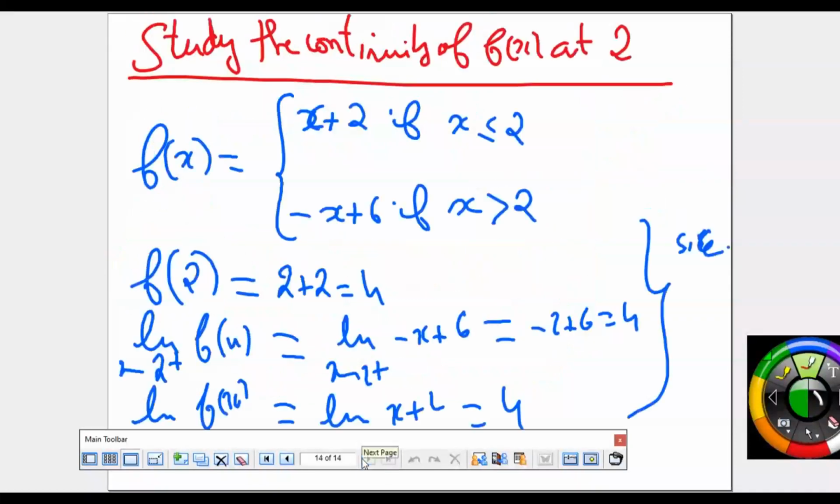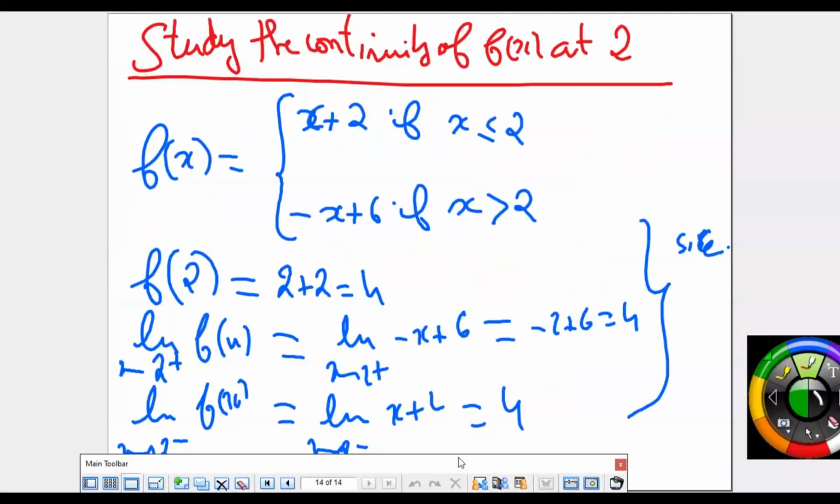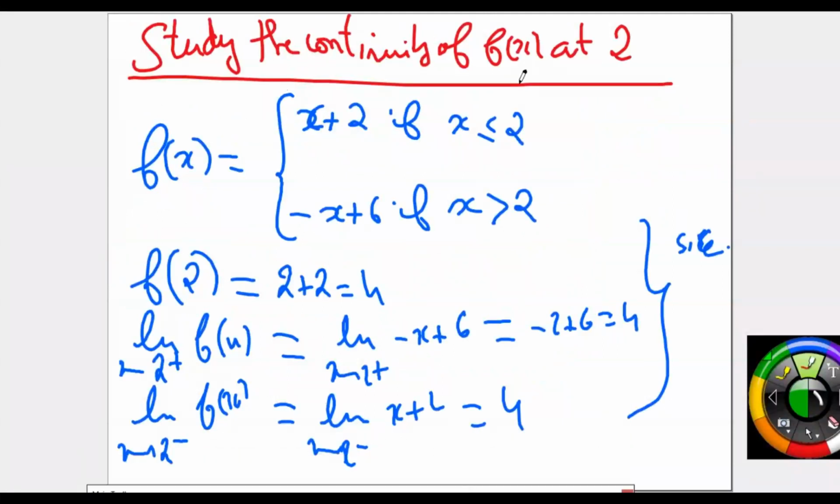That's it. This is an example. Study the continuity of f of x at 2. I have the function, given in two parts: x plus 2 if x is less than or equal to 2, and minus x plus 6 if x is bigger than 2. I will start by calculating f of 2. Where is f of 2? Does 2 belong to this part or this part? Here, because it's equal to 2. So I will replace x by 2. 2 plus 2 gives me 4.